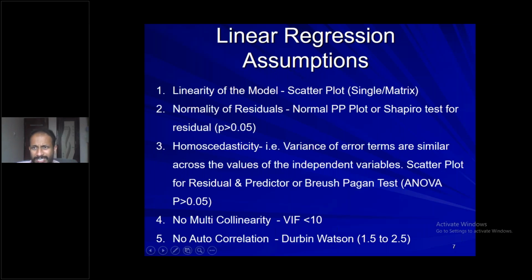First and foremost thing is that the model should be linear. So that means when we are considering two variables, let's say in case of simple linear regression, like height and weight, this height and weight should be linearly related. That means whenever height increases, the weight also should increase, or whenever height decreases, weight also should decrease.